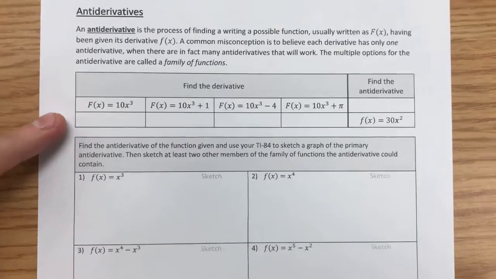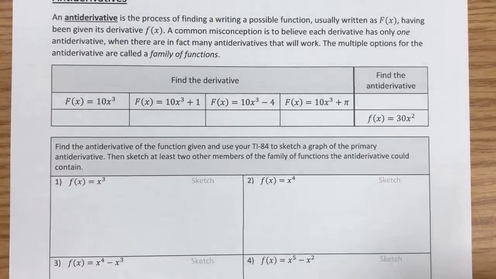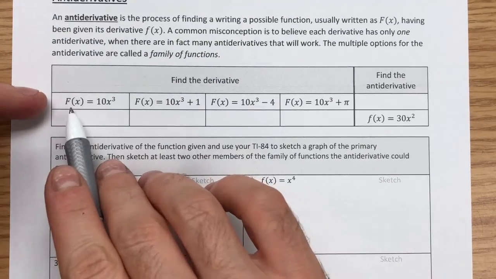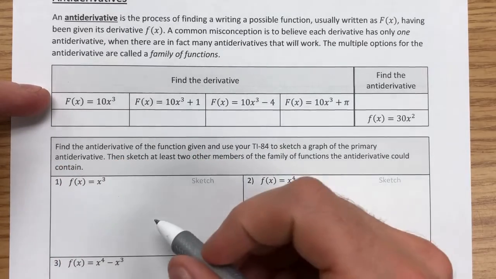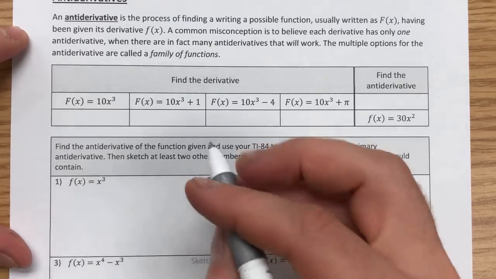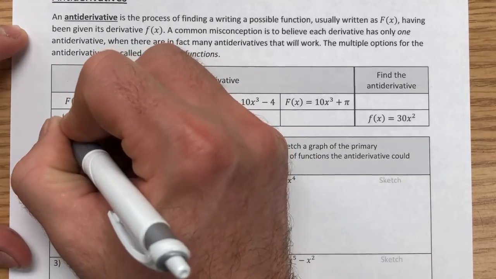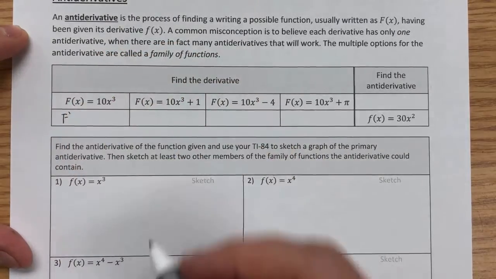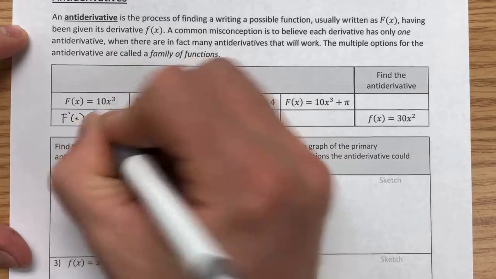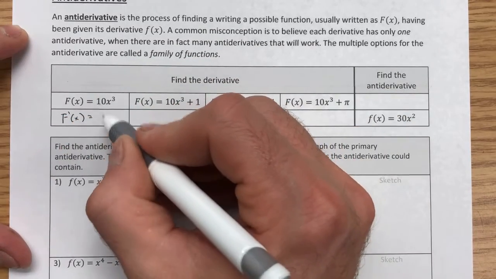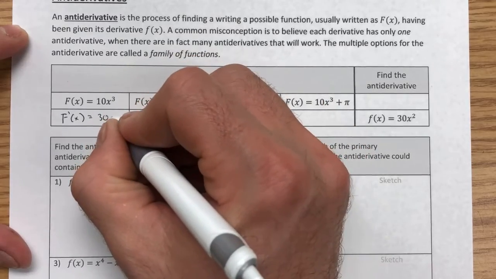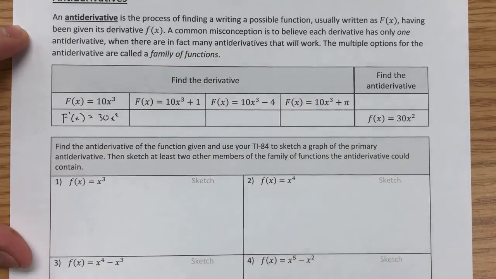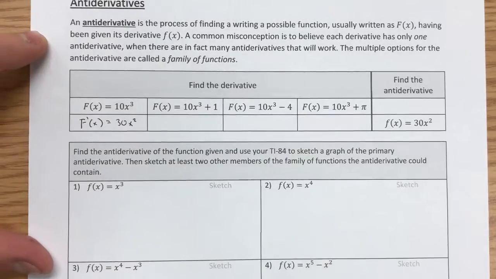We should be very familiar with this at this point. If I find the derivative, considering that this is the antiderivative, like I said, commonly we don't refer to it as this. But if I take the derivative of f of x, f prime is going to be, I'm going to multiply 3 times the 10 and then subtract. So that is going to be 30x squared. Let's jot that down.